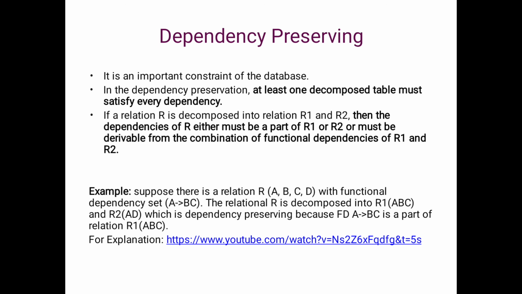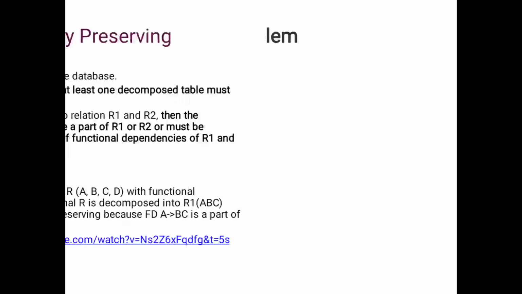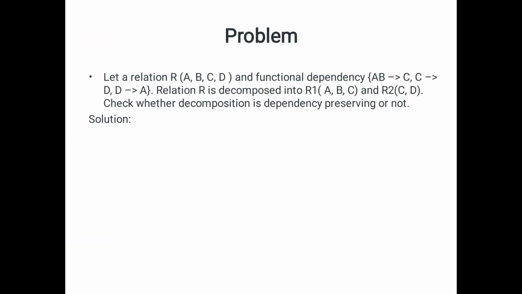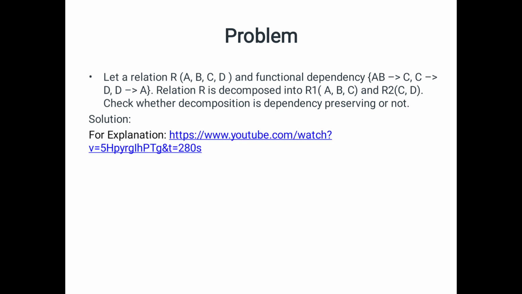If you want a clear explanation, please watch this video. Here I have considered another question. In the main table we have four different fields A, B, C and D. The functional dependencies are A, B implies C; C implies D; D implies A. Now the original table is decomposed into two tables R1 and R2. Now check whether the decomposition is dependency preserving or not. Please find out the solution. The explanation is available in this YouTube link. If you want, please go through that link.